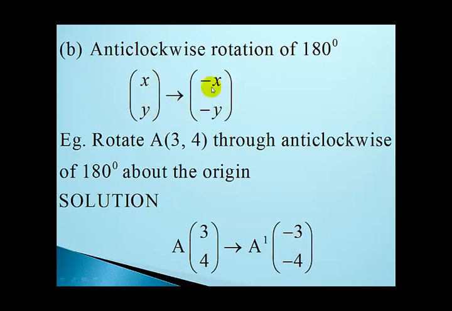That is anti-clockwise rotation of 180 degrees. Xy maps to minus x minus y. So if you are given the point A(3, 4), this maps to A prime, that is (-3, -4). We negate both the x and the y coordinates. So we have A(3, 4) mapping to A prime (-3, -4).